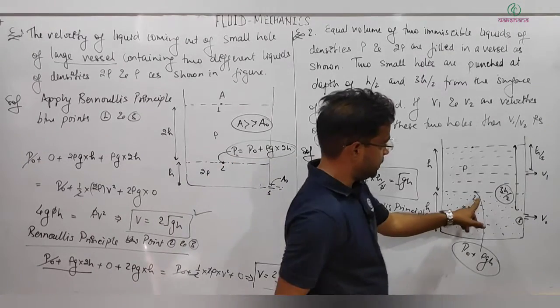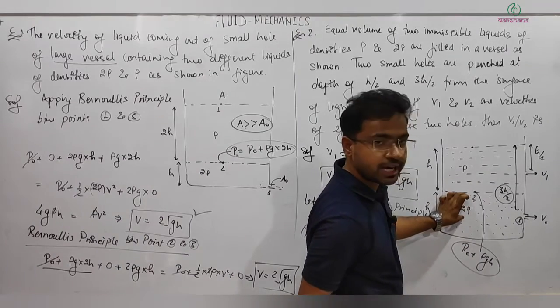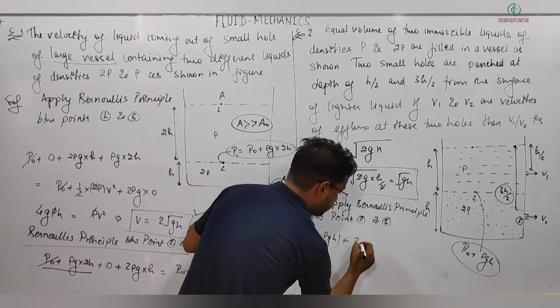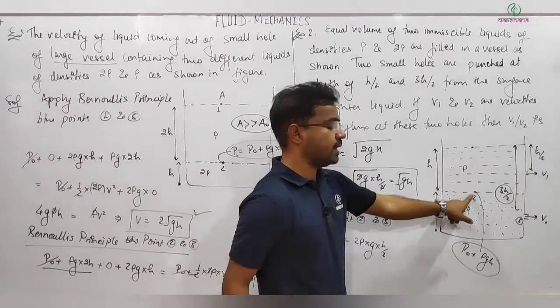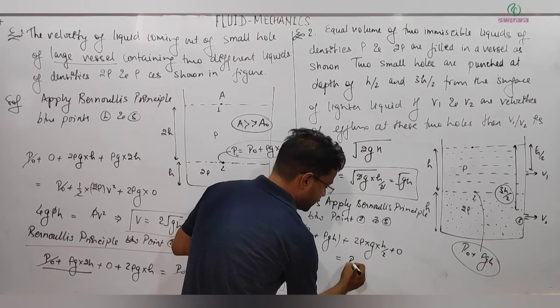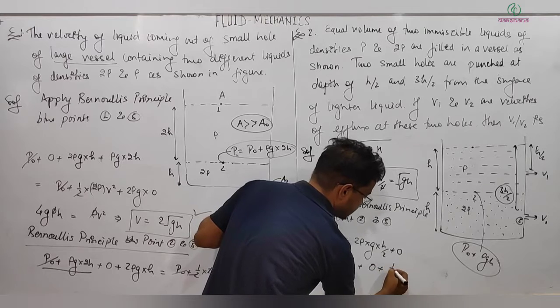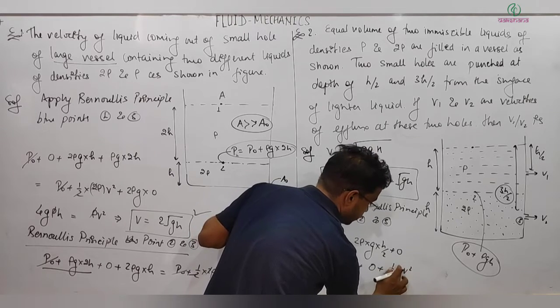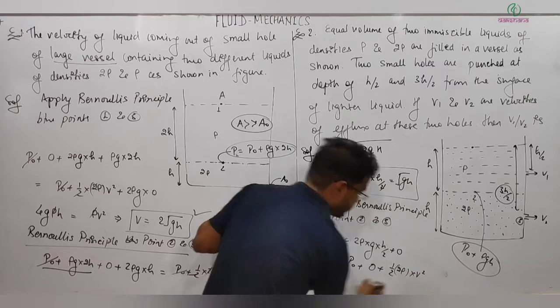Plus point 2 with reference to point 3, so the height will be h by 2. So I will write 2 rho into g into h by 2. Kinetic energy for point 2 I will take as 0. This is equal to the pressure of point 3, P naught, plus rho g h (which is 0), plus half rho v square, and rho here I will be taking as 2 rho. 2 rho into v square.